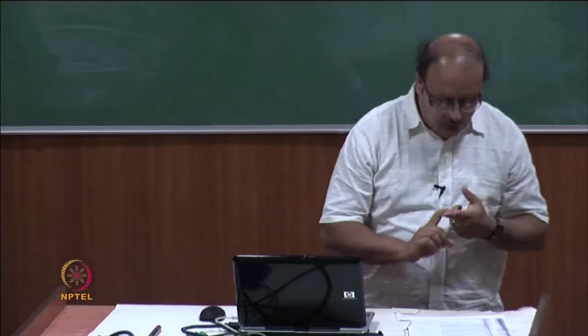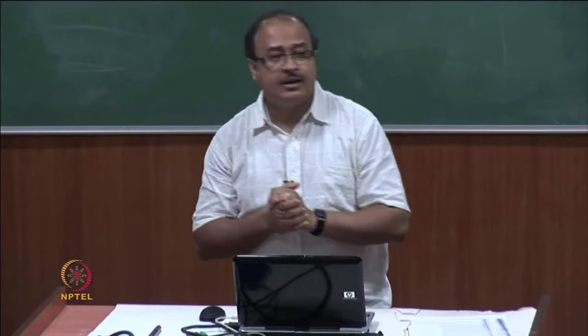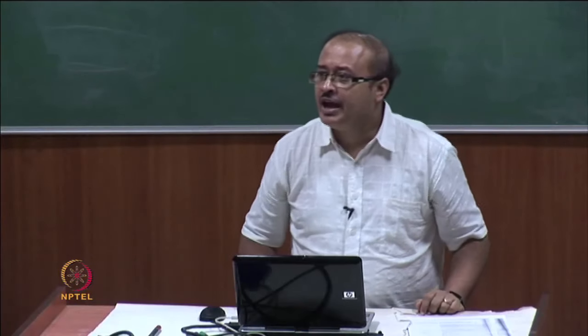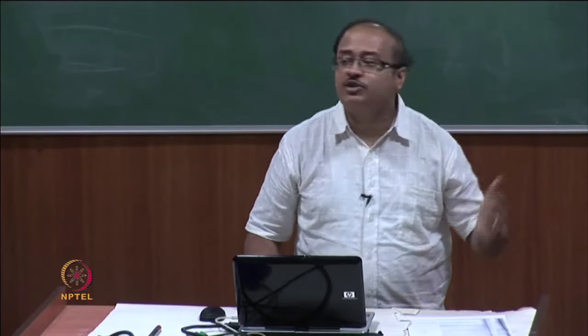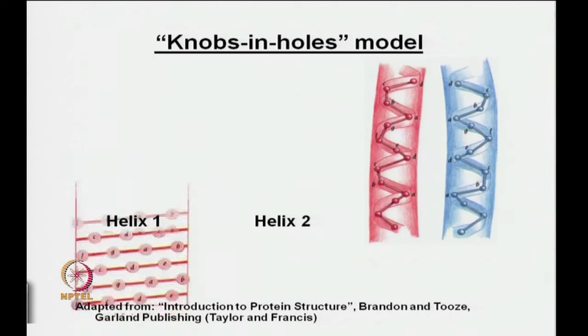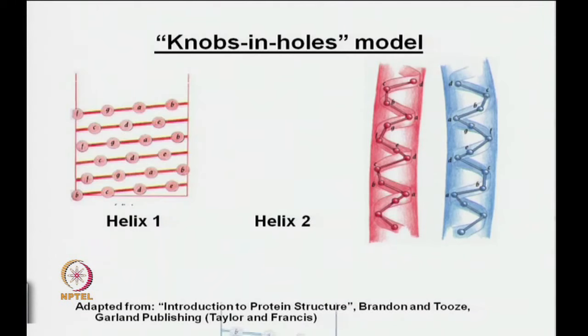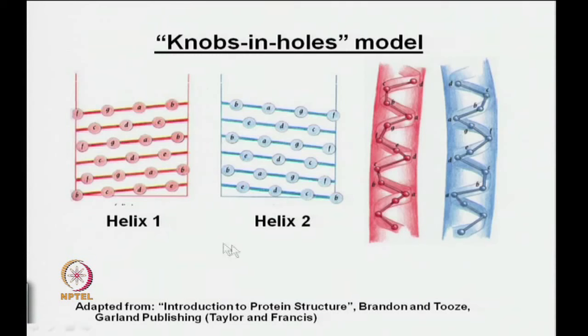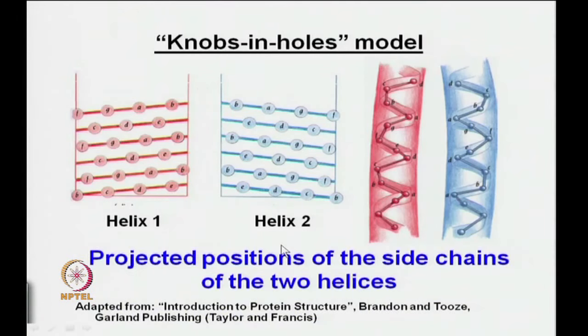Now, when we talk about this packing, the leucine zipper packing, it is given a special name, the knobs in holes model, because helices have to pack, and this is one type of packing. So, this is one helix, helix 1, the red one, and this is helix 2, the blue one. What you are seeing are the projected positions of the side chains of the two helices. You are taking the red one and the blue one, and putting the side chains along the helical axis.